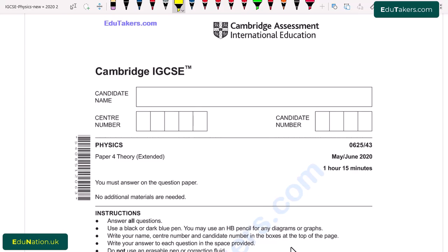Today we are going to solve Cambridge IGCSE Physics Paper 4 Theory Extended. Paper code is 0625 with variant 43, held in May or June 2020, and the time duration is 1 hour 15 minutes. Let's start from question number 1.